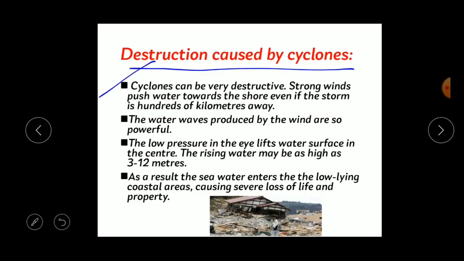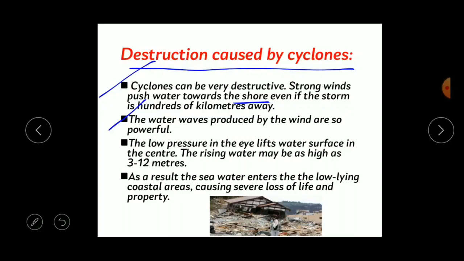They damage many things. The strong winds push water towards the shore even if the storm is hundreds of kilometers away. Shore means the edges of the ocean or the sea. So those strong winds push the water towards the shore even if the storms are hundreds of kilometers away from the land.